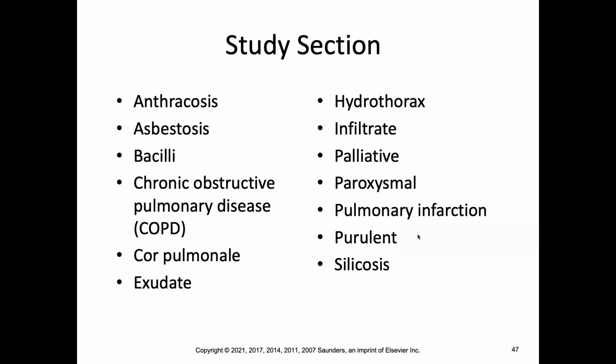All right. Some other things they give you here are anthracosis, that has to do with coal again, I believe. Asbestosis, obviously that's due to asbestos exposure. Bacilli, COPD, chronic obstructive pulmonary disease. It's sort of an umbrella that includes a lot of these types of chronic lung diseases. Cor pulmonale, exudate, hydrothorax, infiltrate, palliative, paroxysmal, pulmonary infarction. Yes, you can have a pulmonary infarction, not just a myocardial infarction. You can have some issues with purulence or silicosis.